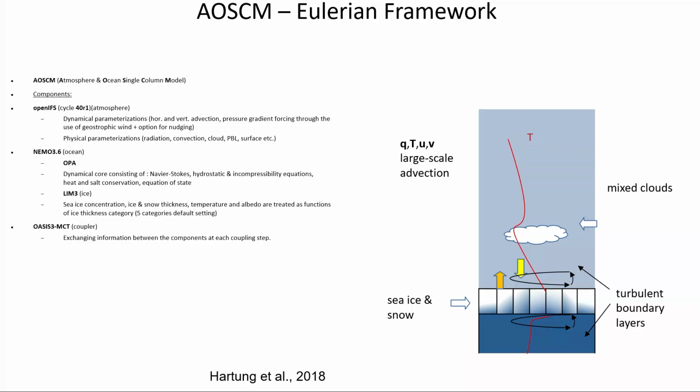2018. But the important thing to know about this configuration is that it's a single column model that resolves the physics on the vertical, but still needs some information about the large scale circulation that comes in the form of advective tendencies that bring in moisture and heat and momentum into the column. And that's how the model is aware of the large scale flow and has some kind of interaction with the ambient environment.